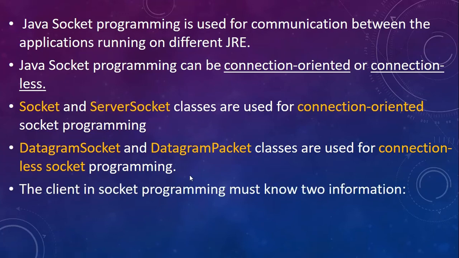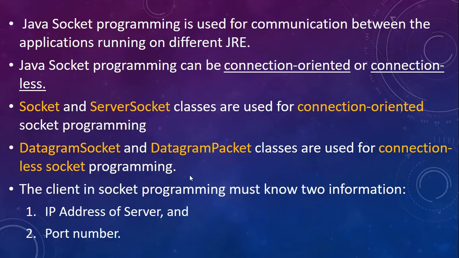Now the client in socket programming must know two information elements. The client socket should know two things. One, the IP address of the server that it wants to connect to, and second, the port number of that server where I want to connect. So two things are required for the client socket to establish the connection: the IP address of the server, and the port number of the server for the service that it wants to request.